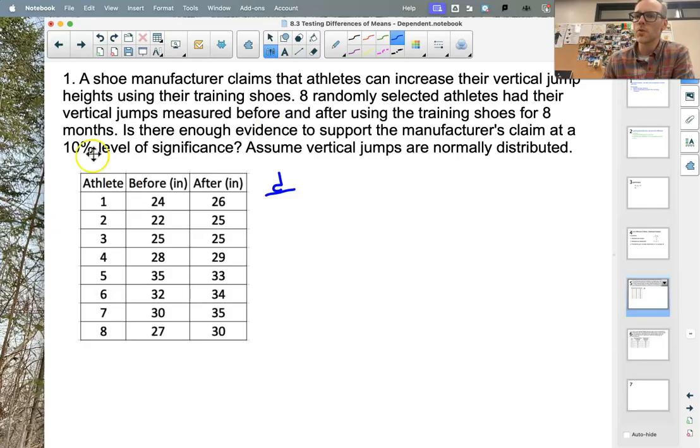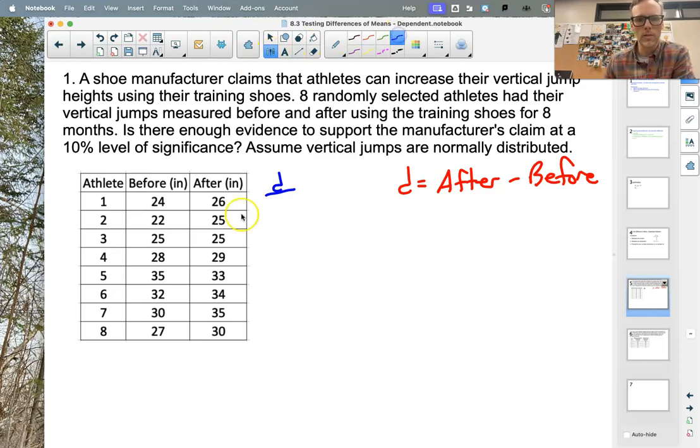Okay. And what we're going to do is subtract. Now, the order that we subtract isn't important, but we have to pay special attention to how we decide to subtract when we set up our hypotheses. So what would make sense here to subtract? I think it would make sense to take the after and subtract the before. So I'm going to make a note over here that D equals after minus before. I could do it the other way, but I'll point that out when I get to the hypotheses.